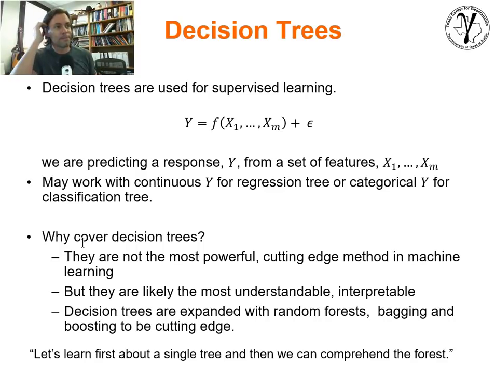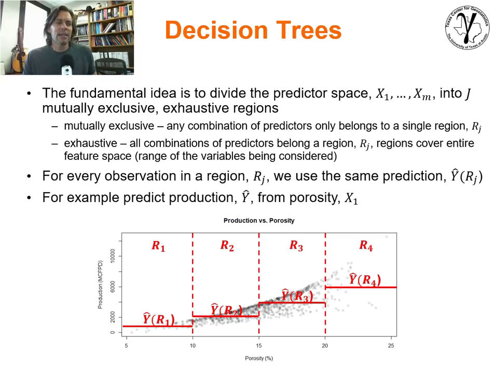Extremely understandable. They also, if you take a decision tree and you expand it with random forest, bagging, or boosting, they can become cutting edge. They can become quite competitive with a lot of the more advanced type of machine learning methodologies. So let's first learn about a single tree, and then we can comprehend the forest. So let's get into decision trees.